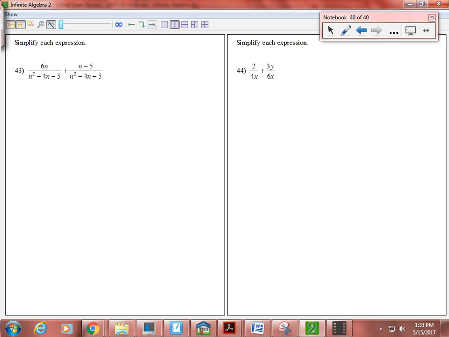43, you want like denominators on this? Well, they're already like denominators, so your denominator is going to stay exactly the same, and you're going to put the numerators together and get 7n minus 5. Simple as that, because the denominators are the same.